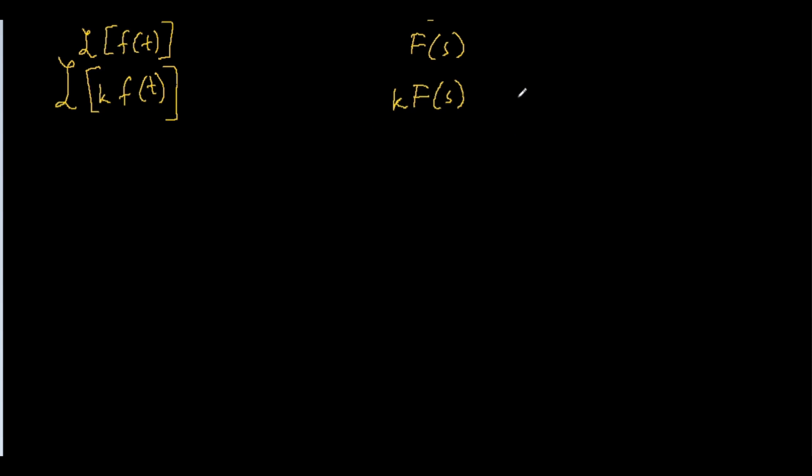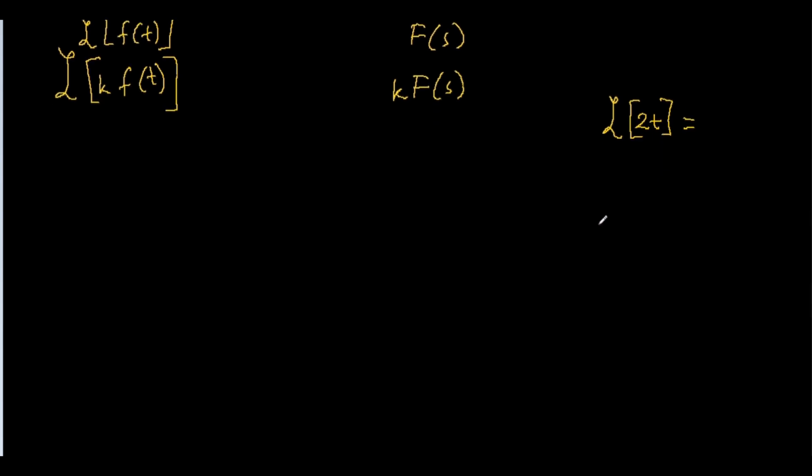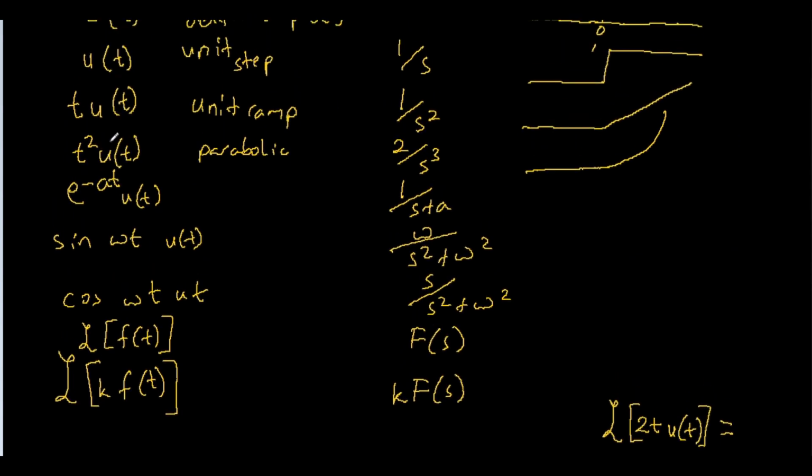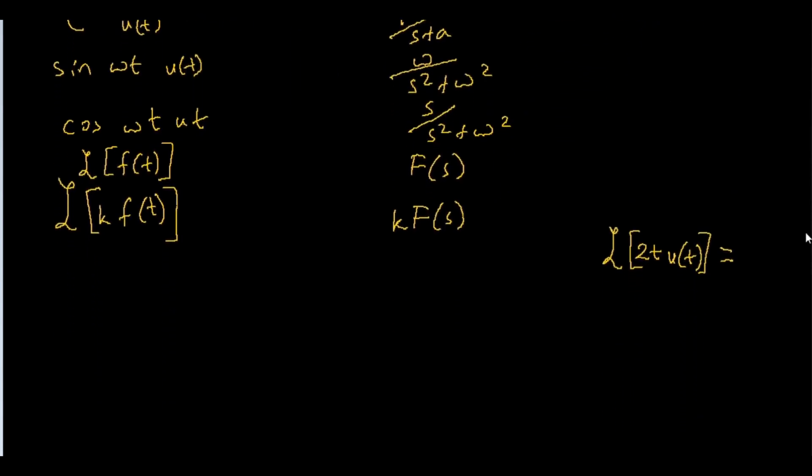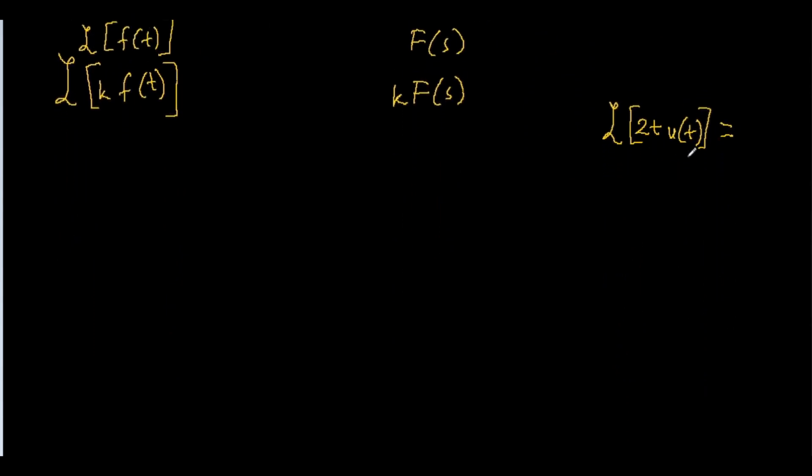If you want to take an example, if you're told to find the Laplace transform of 2t, let me include the u of t here so that there's no ambiguity at all. So we're told to find the Laplace transform of 2t u of t. If you go back up and remember that the Laplace transform of t u of t is 1 over s squared, we have a constant 2 multiplied by that. So our answer will be 2 multiplied by 1 over s squared, which is simply 2 over s squared. Okay, so a constant multiplied by a function gets a constant multiplied by the Laplace transform of that function.